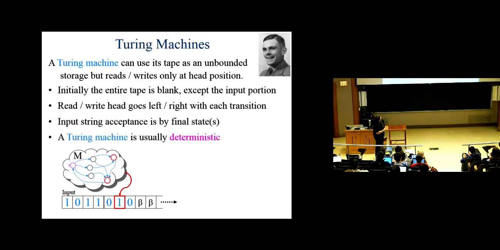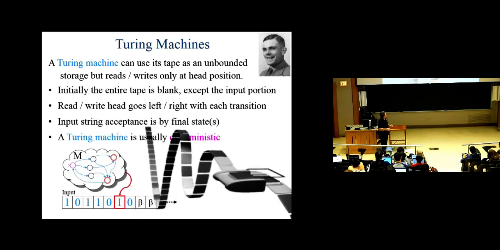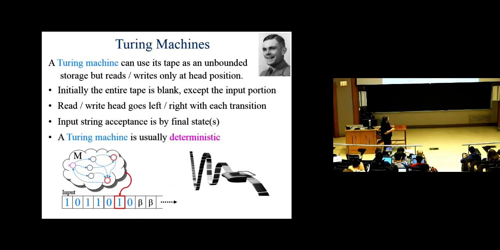An input string is accepted if and only if the machine enters a final state. When it enters a final state, the whole thing is over, it's accepted. A Turing machine, we usually say, is deterministic. We'll talk later about non-deterministic Turing machines, and we'll prove that they're equivalent to the deterministic versions. Whenever you have a non-deterministic Turing machine, you can always replace it by an equivalent deterministic Turing machine that does the exact same thing, recognizes the exact same language, no more, no less. And often I'll use this kind of picture to denote the Turing machine.